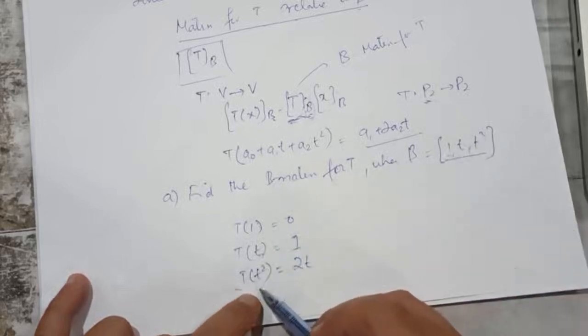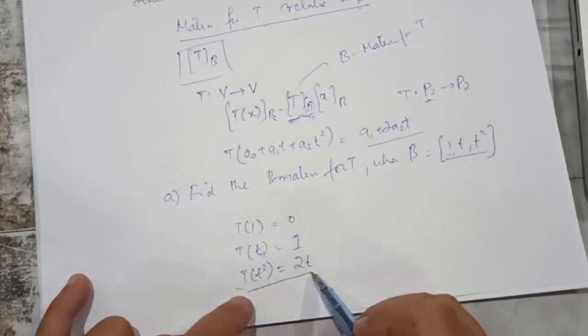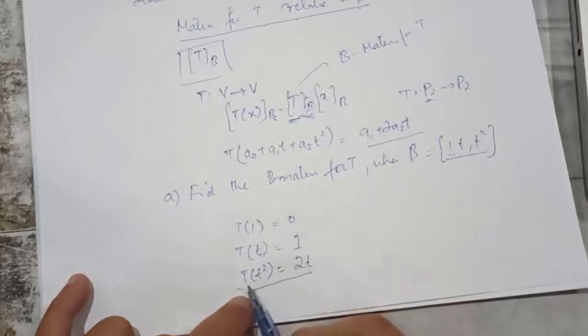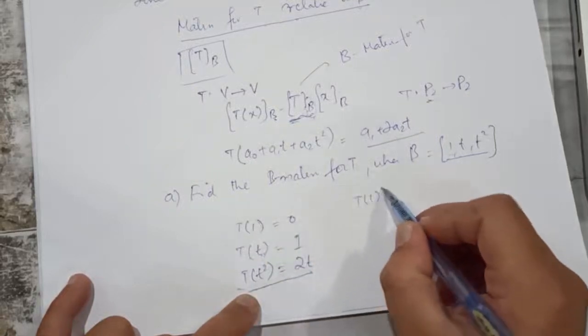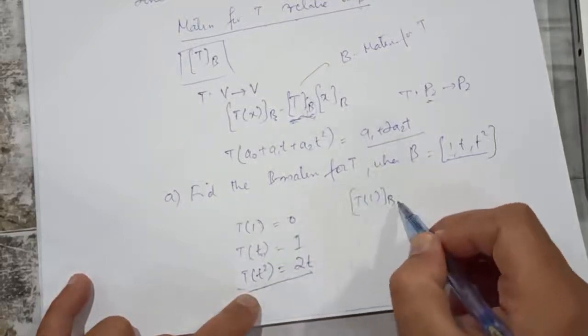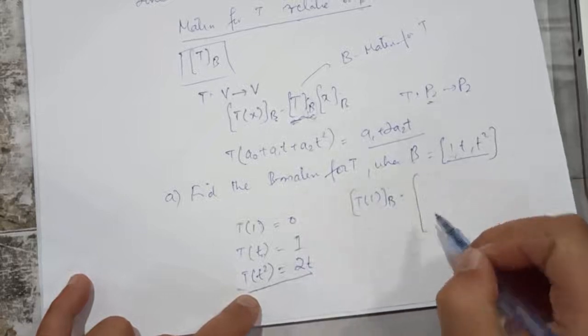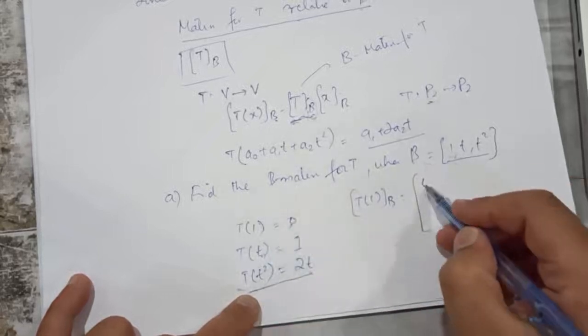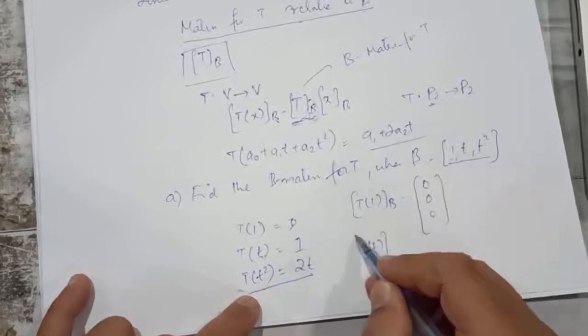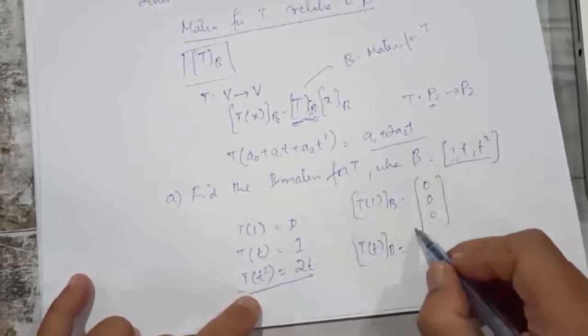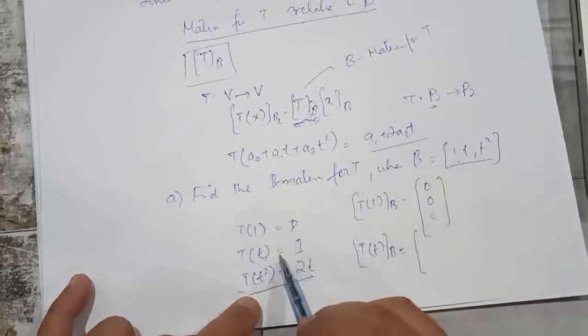Now we have to represent those images in terms of B, right? So if I want to write T of 1 in terms of B, because it's 0, the answer will be 0, 0 and 0. What would be T of t in terms of B is nothing but equal to 0.